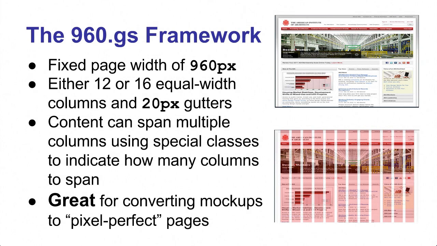Here on the American Institute of Architects website, we see the 960GS framework used to slice the page into a grid with 12 columns. Each element spans some number of columns, sparing the page designer the chore of defining the pixel widths manually. Instead, they can simply use a CSS class to indicate how many columns to span. This approach makes the conversion from Photoshop mockup to web about as painless as possible.